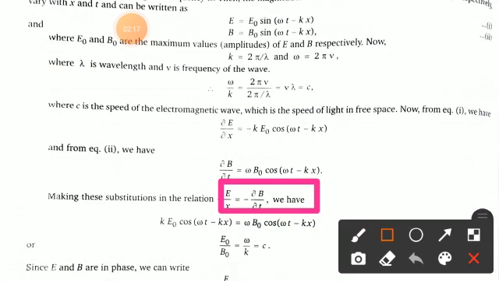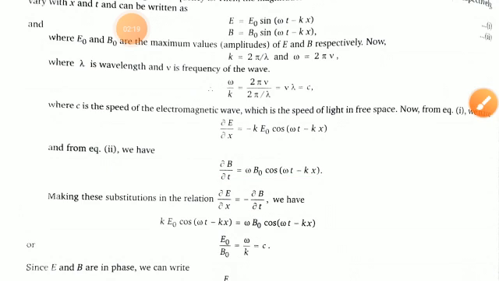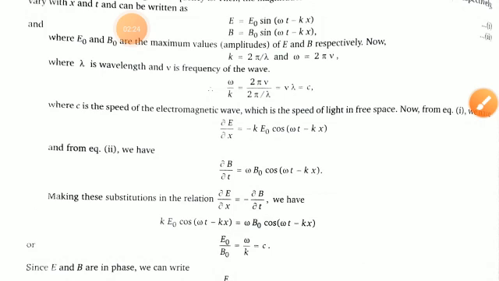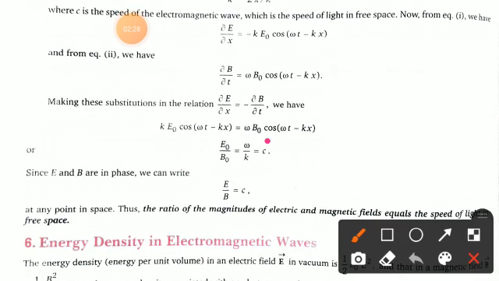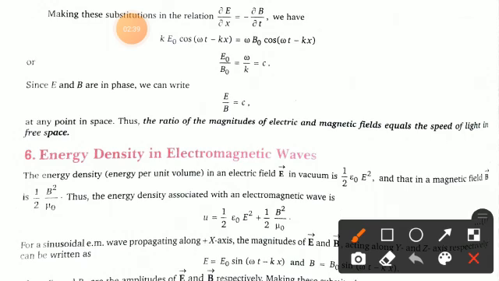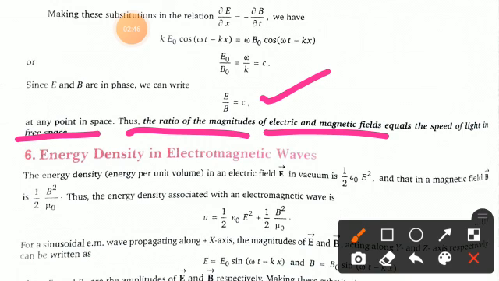Here we use the Maxwell equation, this one. So we put the value of del E over del x and del B over del t and we compare both the equations. So finally we get E naught by B naught equals omega by k, which equals the speed of light. Since E and B are in phase, we can write E by B equals c. Thus the ratio of the magnitudes of the electric and the magnetic fields equals the speed of light in free space.